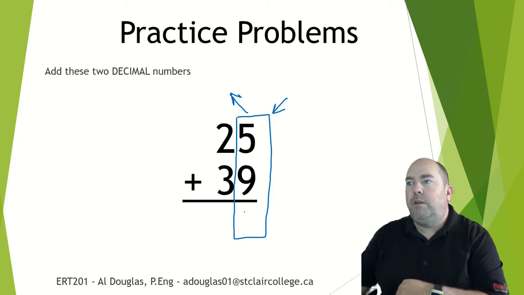9 and 5 together gives me 14. So that gives me a 4. And I have a 1 coming out of that column. Then when I look over here, what do I have coming in? What do I have coming out?